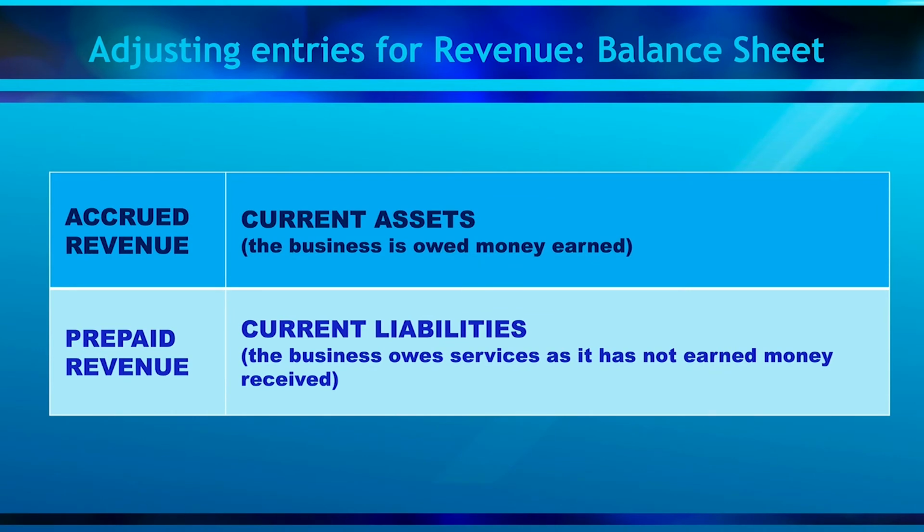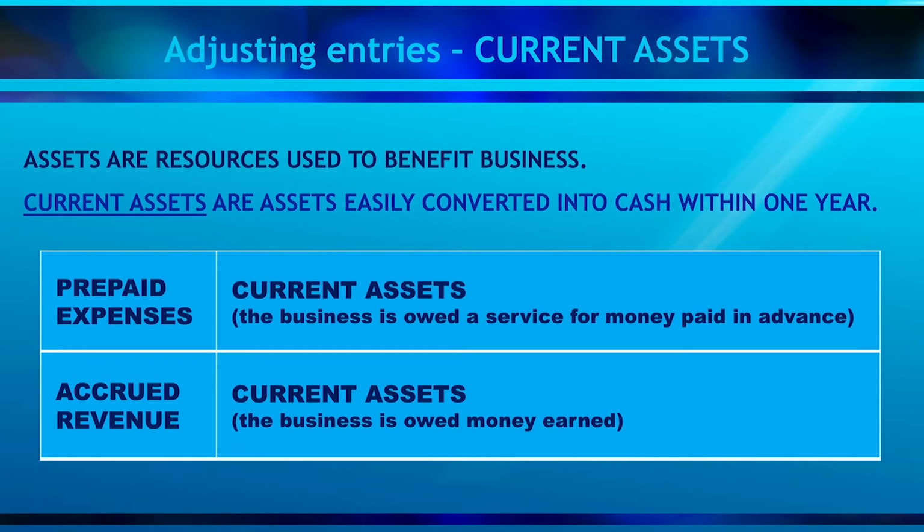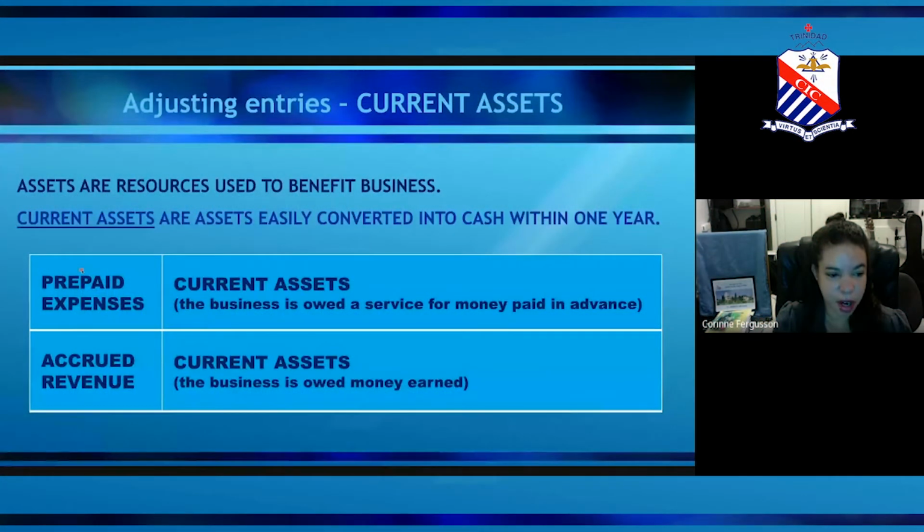So accruals and prepayments, once again, form into either assets or liabilities. And we have the two assets. So we're putting it like this now. The two assets would be prepaid expenses and accrued revenue. And as I said before, they are opposites of each other. So you could just memorize one.